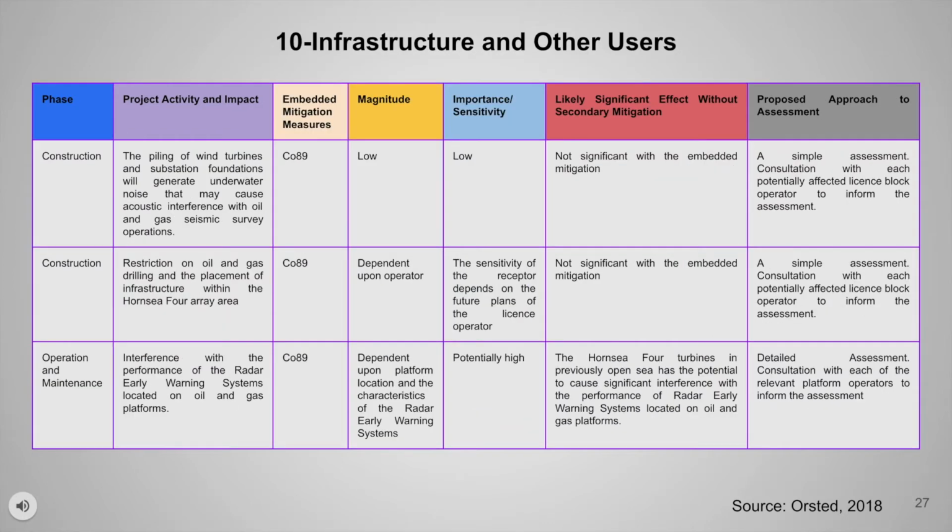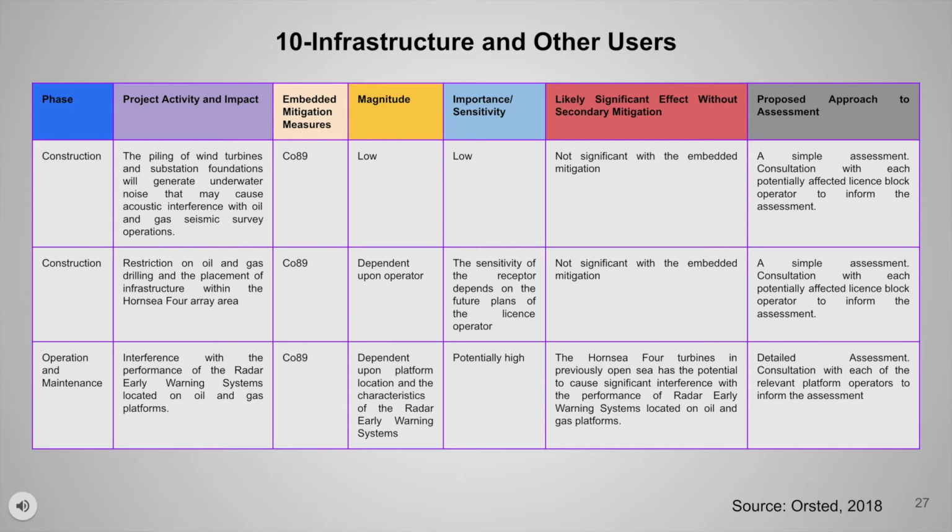The last category is infrastructure and other users. In the operation and maintenance phase, interference with the performance of the radar early warning systems located on oil and gas platforms can happen. Its magnitude is dependent upon platform location, proximity, and the characteristics of the radar early warning systems. It is potentially of high importance where the performance of a radar early warning system is significantly affected.